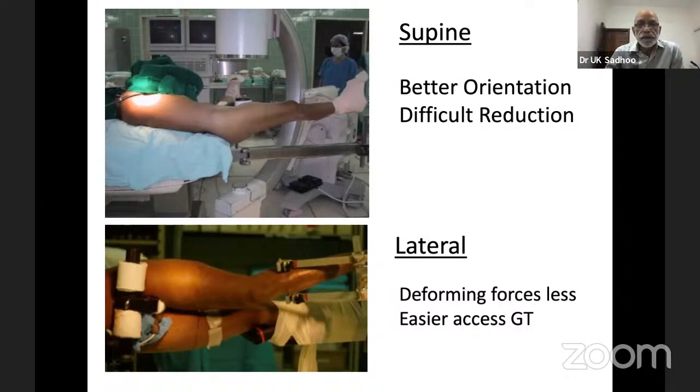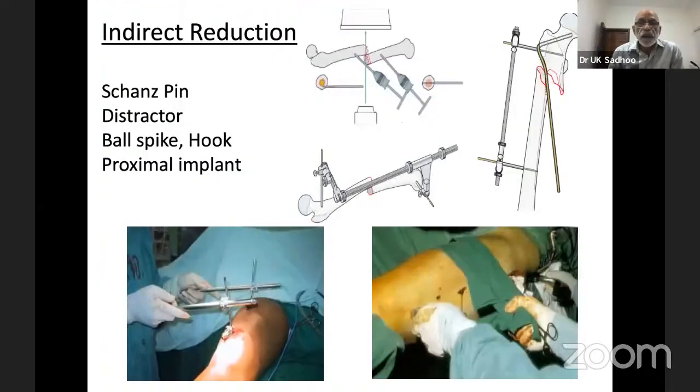Next, after the position comes the indirect reduction. For this reduction of the fragments, as I said, you need to counter the many deforming forces, and you have to have a hold, especially on the proximal fragment. There are very many ways, because not one of them is completely satisfactory. So use a Schanz pin, thereby manipulating, and once the fragment is in place, then pass the guide wire, hold these in position, and ream.